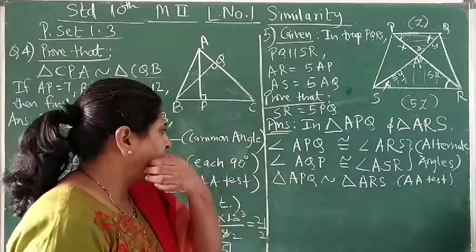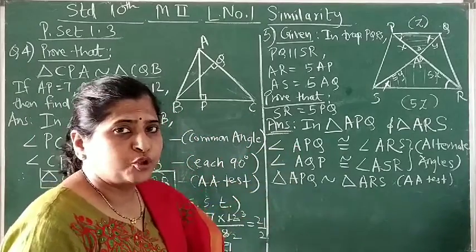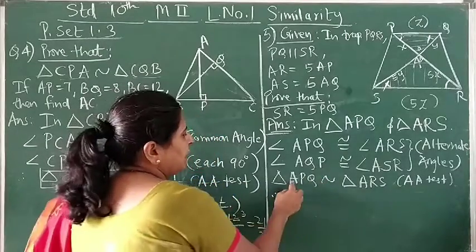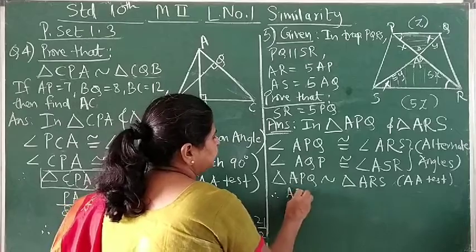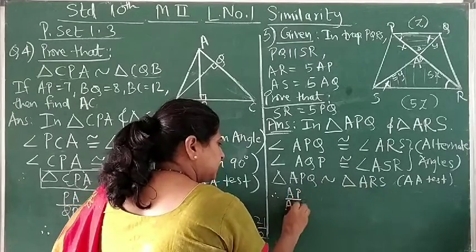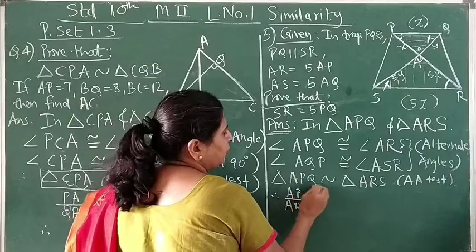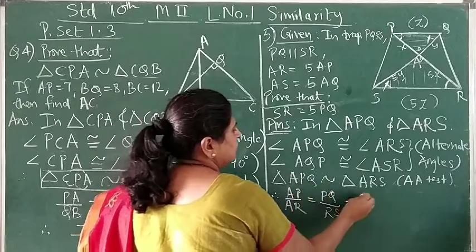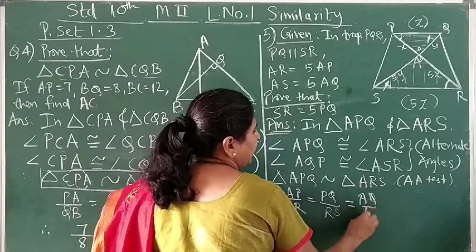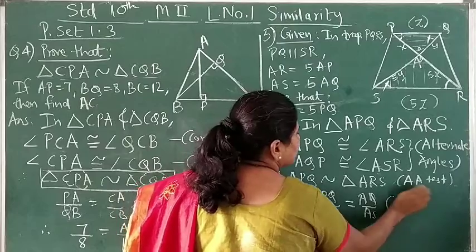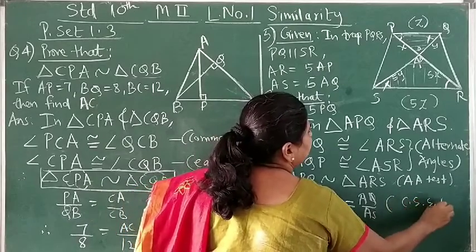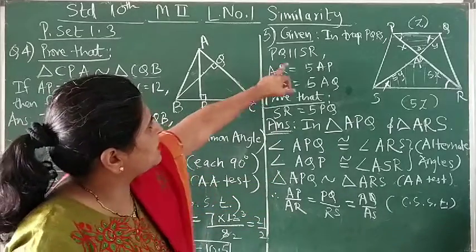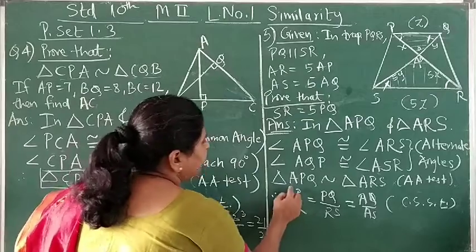Now all three sides will be in proportion, correct? Therefore, how will we get the proportion? Select the first and second: AP upon AR is equal to PQ upon RS, second and third. And now take the first and third: AQ upon AS. This is the reason: corresponding sides of similar triangles. Now put in whatever you know. AR is 5 times AP. So AR is here 5 times AP.